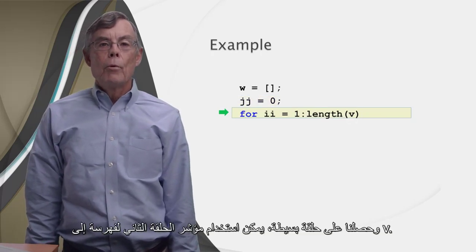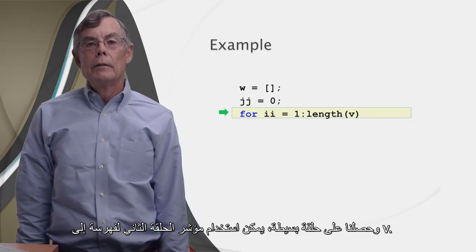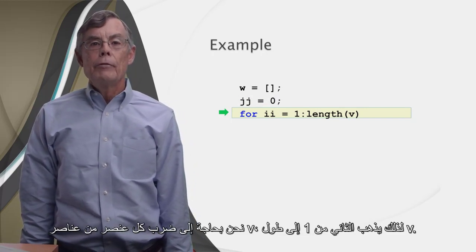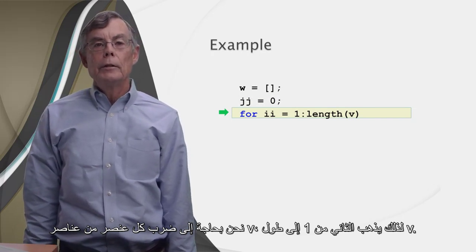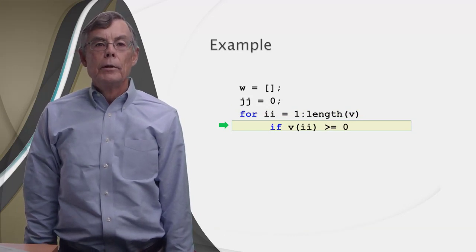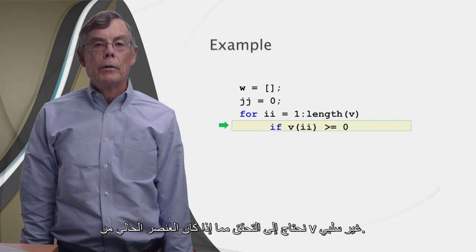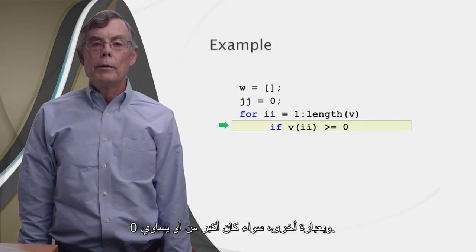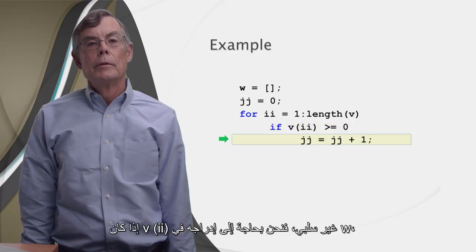And we've got a simple for loop whose loop index ii can be used to index into v. We need to hit every element of v, so ii goes from 1 to the length of v. At each iteration of the loop, we need to check whether the current element of v is non-negative. In other words, whether it is greater than or equal to 0. We do that with an if statement.